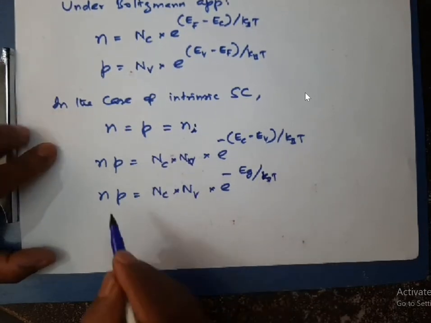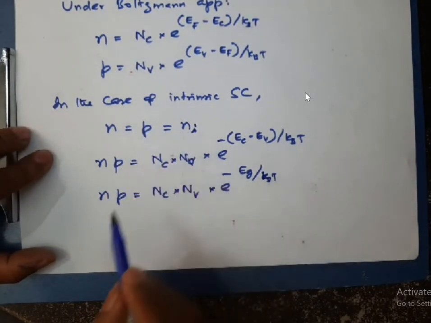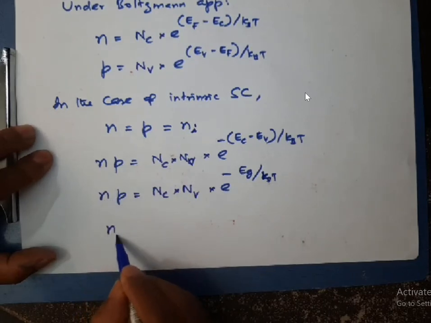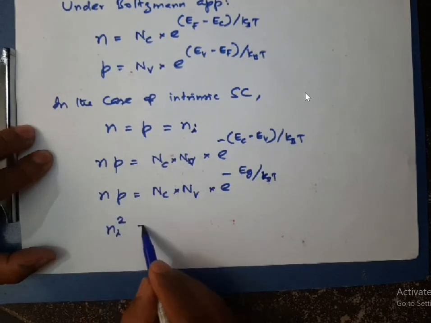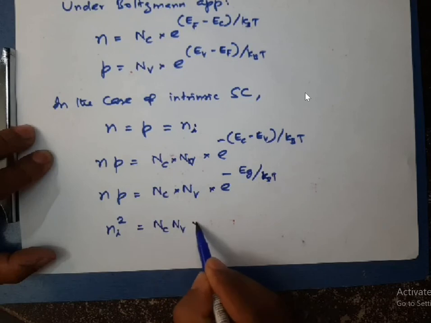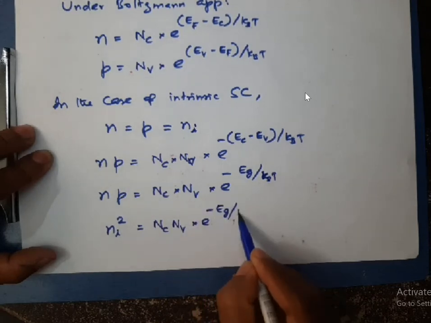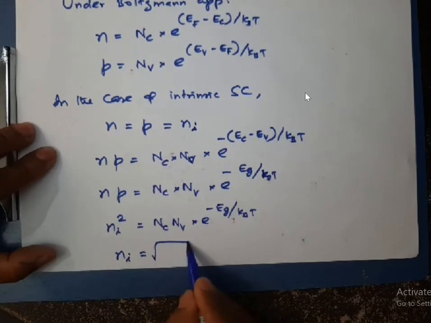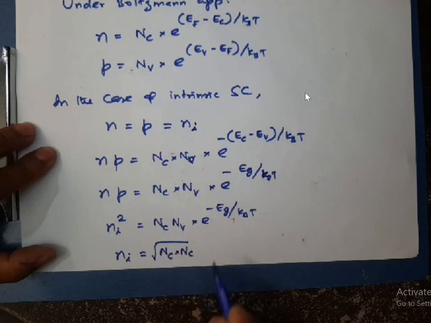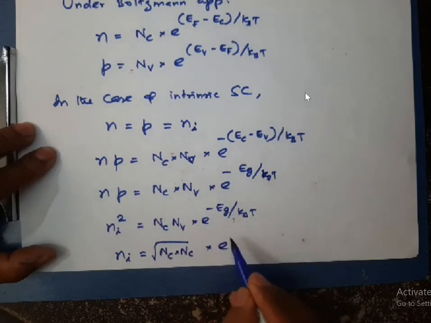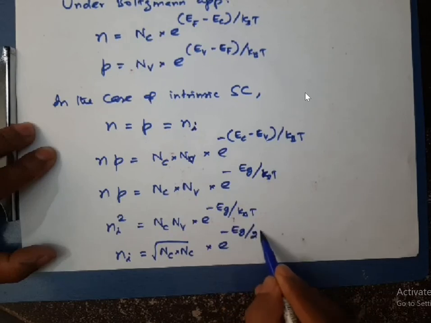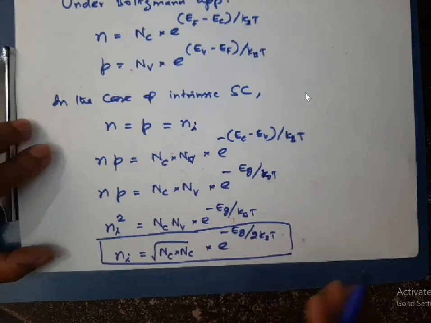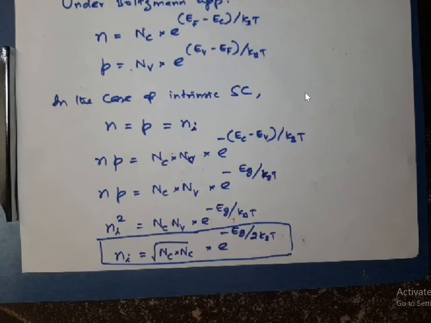You know very well N and P are both equal to Ni. So if I put Ni in place of N and P, I'll get Ni square. Ni square is Nc into Nv into e power minus Eg by kBT. And what is Ni? The intrinsic concentration is equal to the square root of Nc into Nv into e power minus Eg by 2 kBT. So this is the expression for the intrinsic concentration of the intrinsic semiconductor.